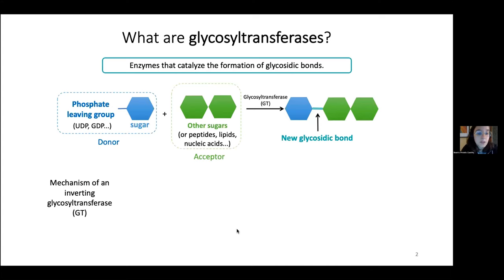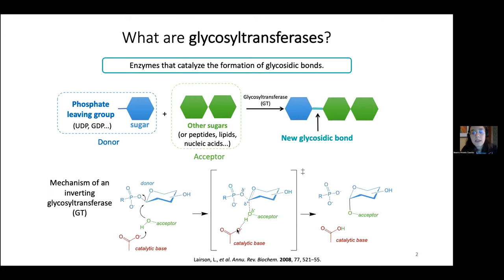The mechanism of an inverting glycosyltransferase, a type of glycosyltransferase, is in this picture. Here we can see that the acceptor attacks the anomeric carbon of the sugar donor to form this new glycosidic bond. In order to do so, the acceptor needs to be deprotonated by a catalytic base, which is usually a residue, which can be an aspartate, a glutamate, or histidine.